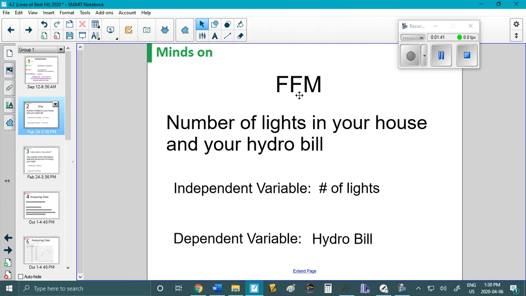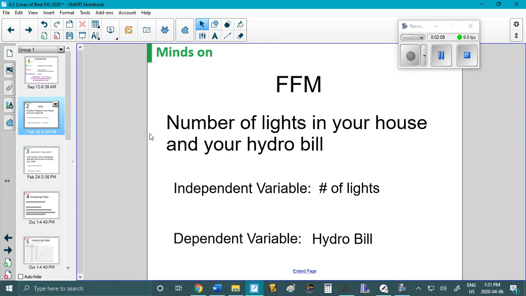And if you think about that, hopefully it makes sense. If you have more lights, your bill will go up. So your bill depends on the number of lights. Okay? You're sort of determining which one impacts the other. And the number of lights is going to impact your hydro bill. Right? Like when your hydro bill comes in the mail, your lights don't just disappear. Right? It's your lights that determine the hydro bill. Or your hydro bill depends on how many lights you have.